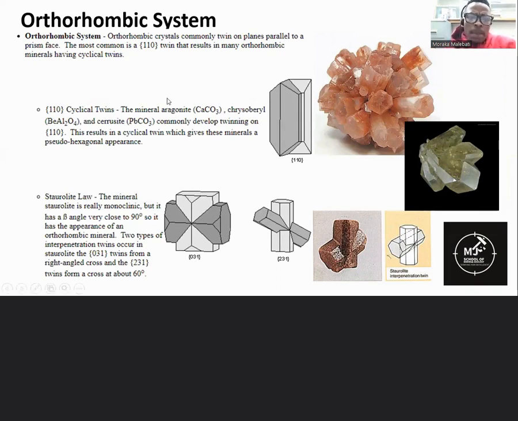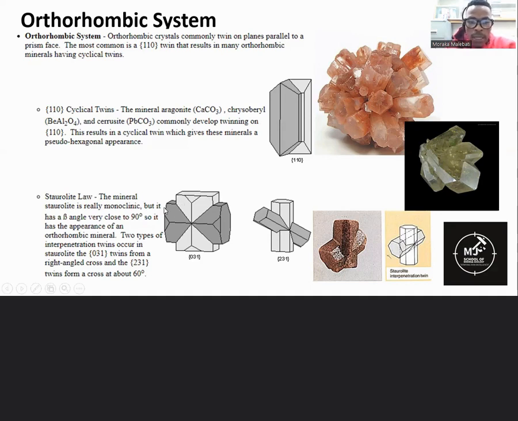Under the orthorhombic system, we've got the cyclical twins, and we already talked about this type of contact twin. Remember, they are not touching each other. Even beryl is also showing that. All right, and then also cerussite. Cerussite is also showing this cyclical twinning.